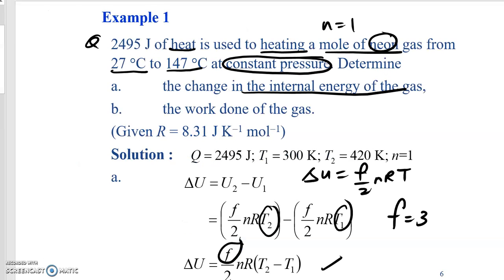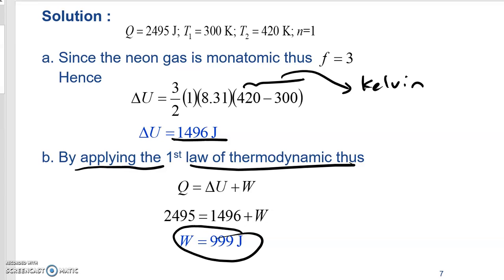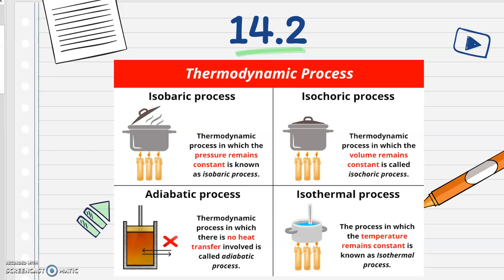Okay, nombor 2 nak cari apa? The work done of the gas. We apply the first law of thermodynamics. We have Q is equal to delta U plus W. So kita calculate, kita akan dapat 999 joules.